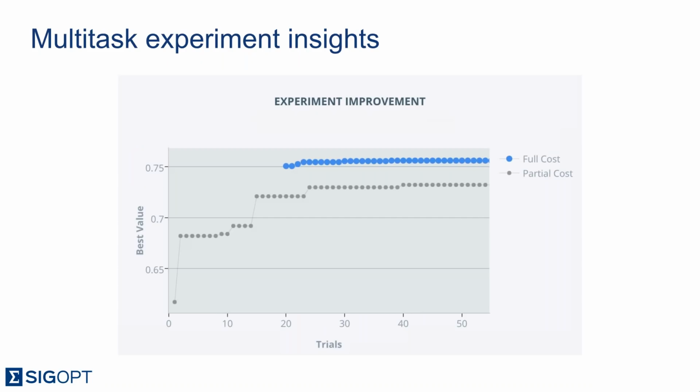You can also see how your model is improving over time. At the beginning of the experiment, you can see how the gray partial cost tasks quickly reach a test accuracy of about 0.72 in less than 20 trials. Then we start to include the blue full cost observations, which start to refine that value and get to an even better value as the experiment continues.